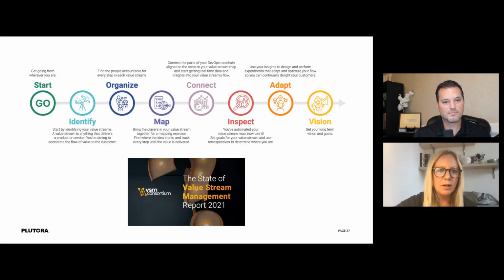So, this is our VSM implementation roadmap that you can find in the State of Value Stream Management report as well. I've been really interested in the responses we've had to this. There are key things in here that really show you why value stream management is different today to what it was during the lean years, five years, even more. This is really it. This is where it changes. This is where we start connecting our DevOps tool chain together, which allows us to automate our value stream map, which allows us to continually inspect and adapt according to it.